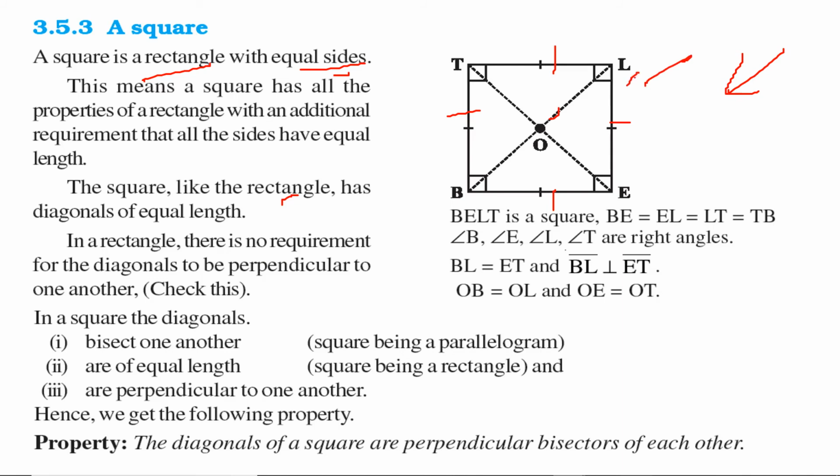In a rectangle, we have seen that there is no requirement for the diagonals to be perpendicular to one another. But in a square, the diagonals bisect one another, are of equal length, and are also perpendicular to one another, right? So the diagonals of a square are perpendicular bisectors of each other. In this square, TE is a diagonal, BL is a diagonal. All the sides are equal, all the angles are 90 degrees, and they are perpendicular bisectors also. So we say that OE is equal to OT and OB is equal to OL.